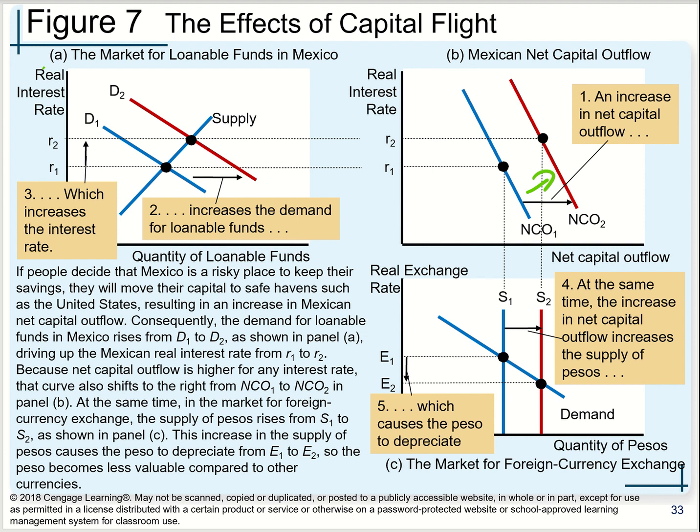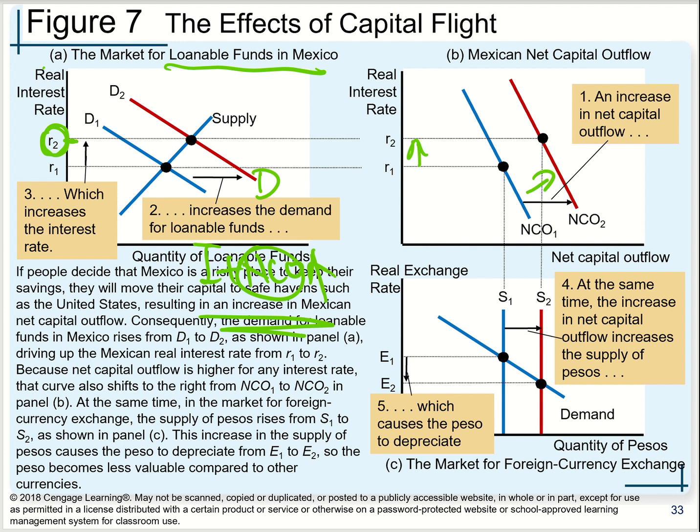Now when the NCO increases, this causes the interest rate to go up, right? And also at the same time, in the loanable fund market, remember the demand for loanable funds is your investment plus NCO. So if your NCO increases, this will cause an overall increase in our demand for loanable funds. So demand for NCO goes up, demand for loanable funds goes up, and again, you have a higher interest rate. Now, this higher interest rate is very important. I'm going to come back to it.